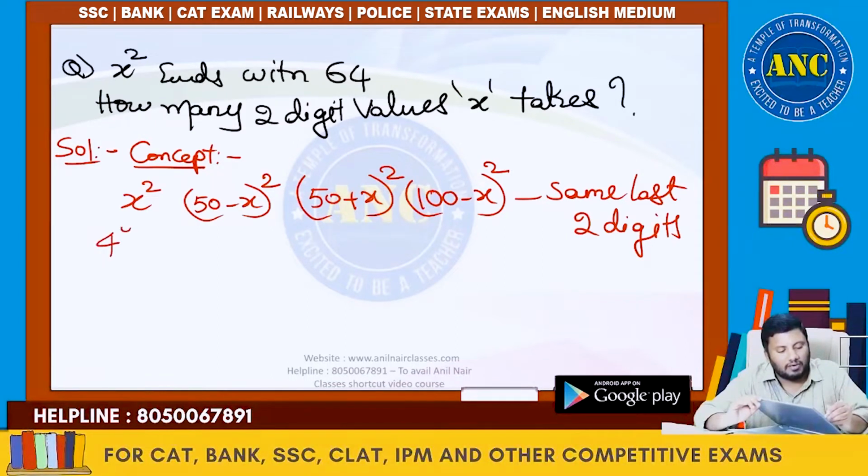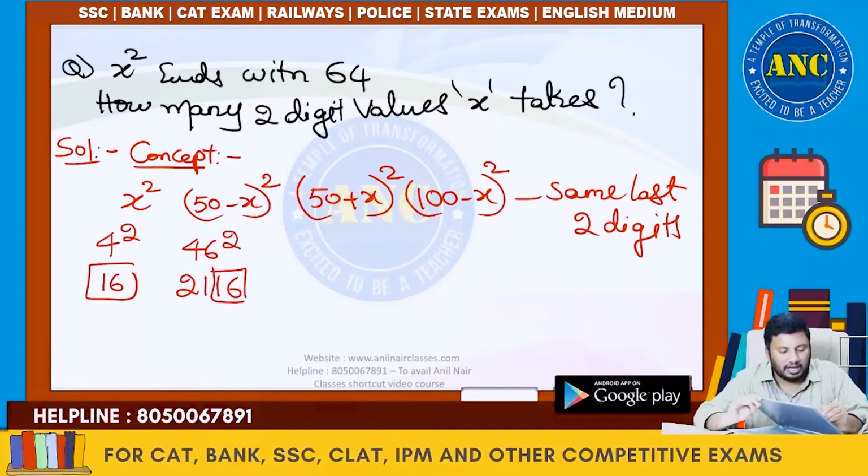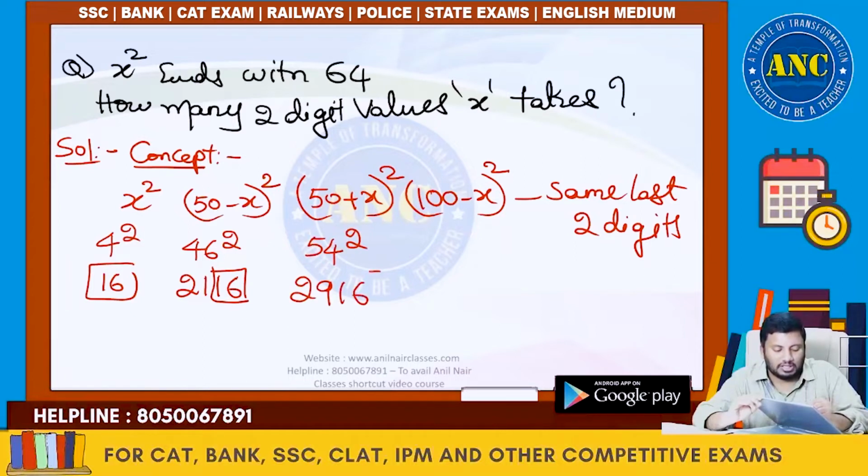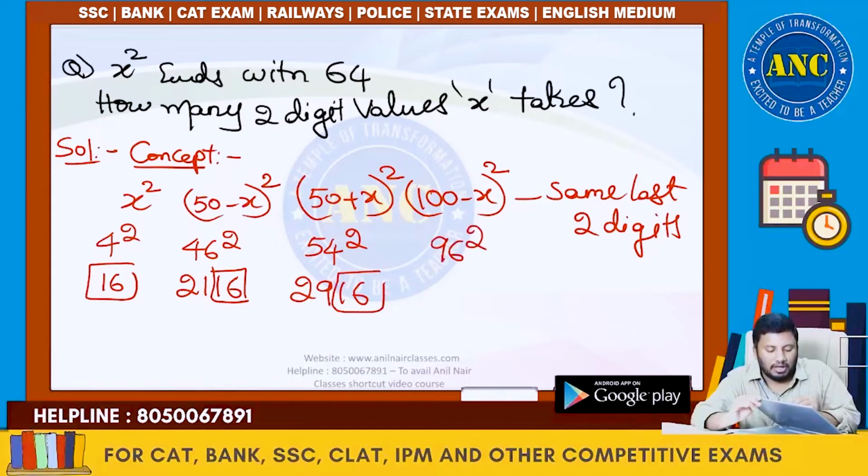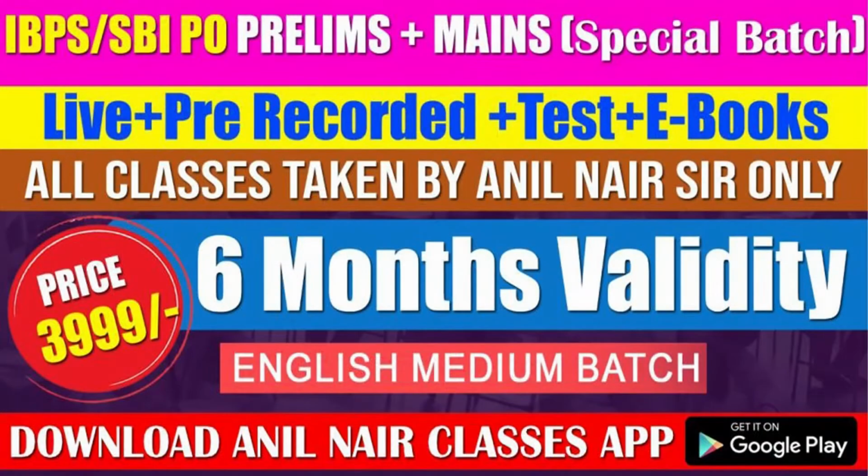4 square is 16. 50 minus 4, 46 square is 2116. Again 16. 50 plus 4, 54 square is 2916. Again the last two digits are 16. 100 minus 4, 96 square is 9216. Again the last two digits are 16.